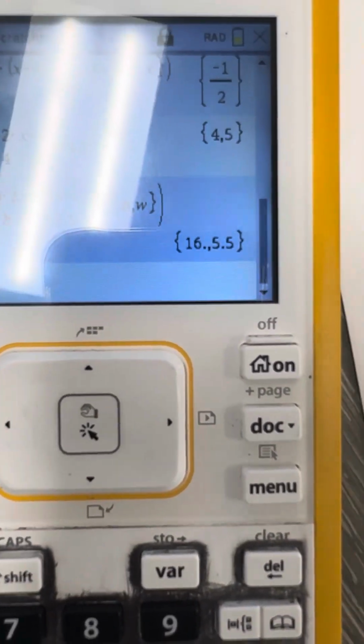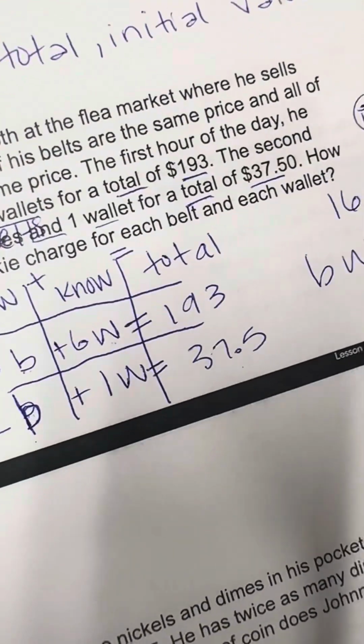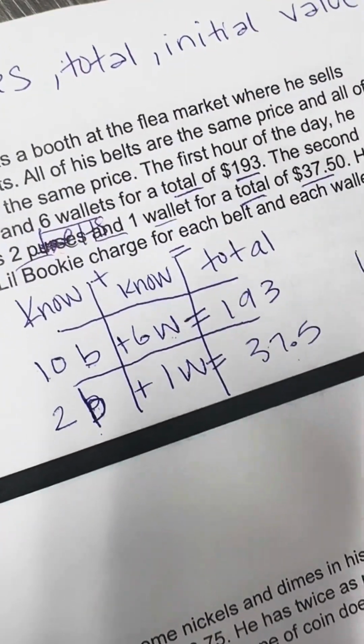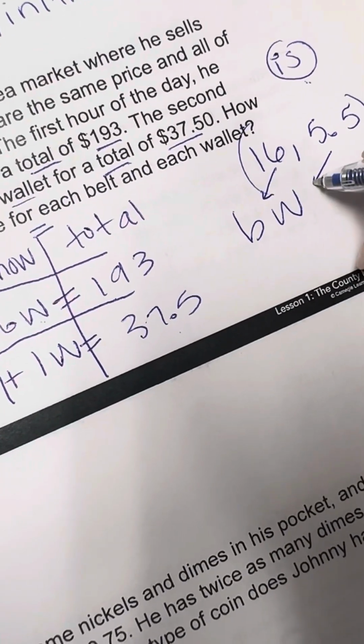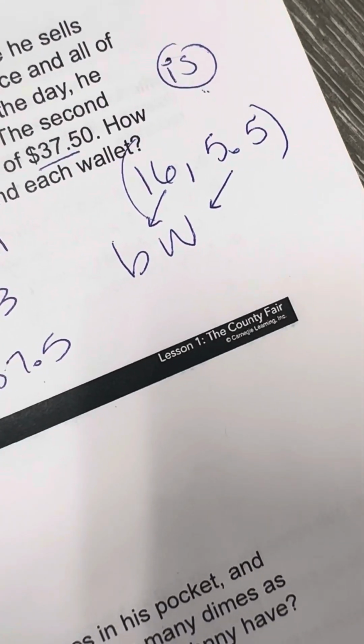16, 5.5. Write that down. 16, 5.5. That means each belt costs $16 and each wallet costs $5.50. Simple.